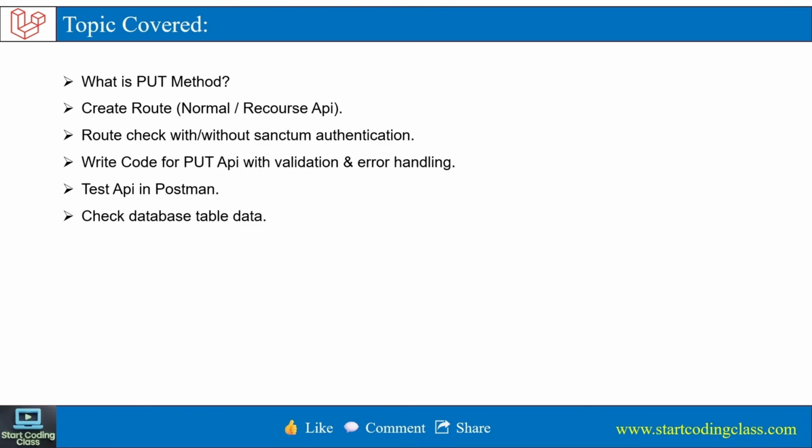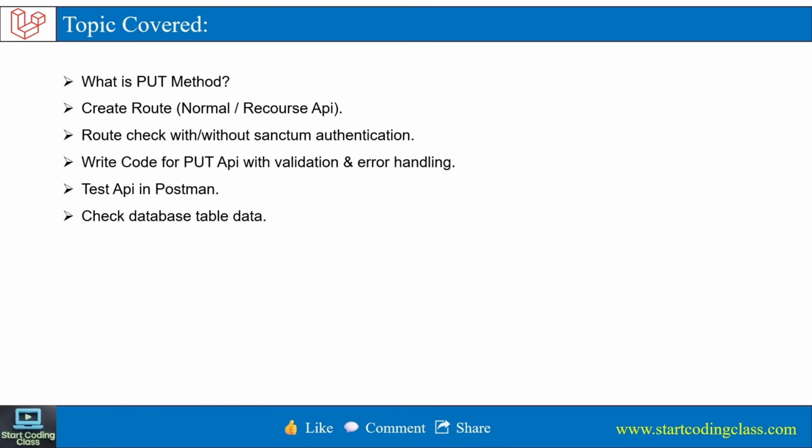What we are going to cover in this video: we will learn what the PUT method is, and we will create a route for the normal route and the resource API route also. We will check the API with and without Sanctum Authentication, write the code for PUT API with validation and error handling, and then test the API in Postman. We will check the data in the database also.